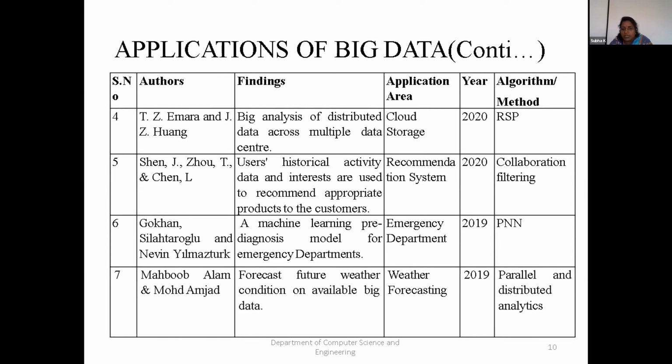And the last application was weather forecasting. Here, based on available big data, it predicts future weather conditions like rainfall, minimum temperature, and maximum temperature in order to save human life from natural disasters.